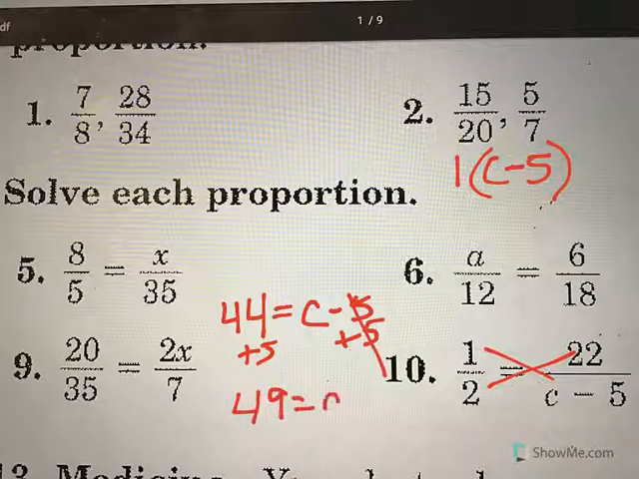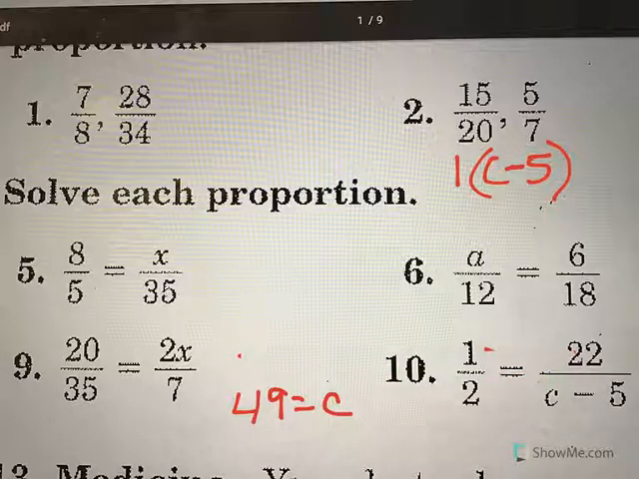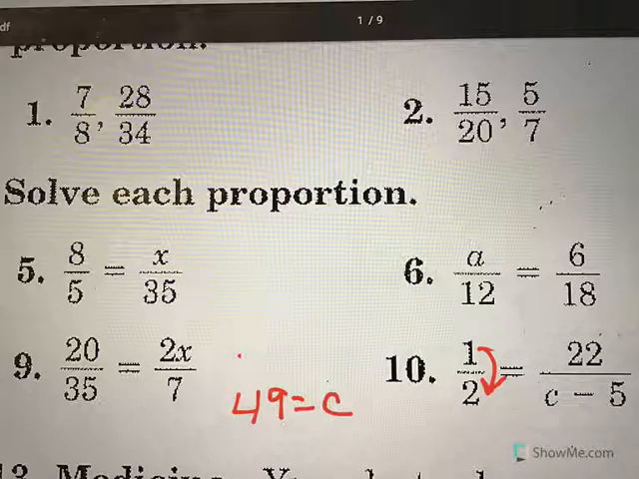And that gives you C equals 49. 49 equals C. Why is that? So again, let me erase all of this. Now this one is an easier one to visualize. How do I go from 1 to 2? That's right, times 2. Whatever you do to the left side, you do to the right side. What's 22 times 2? 44. So why isn't that our answer?